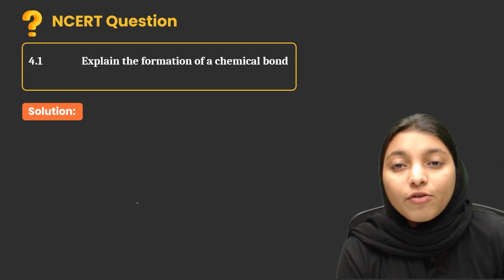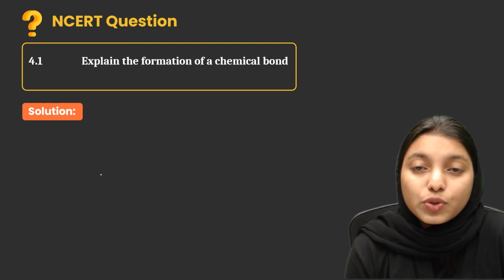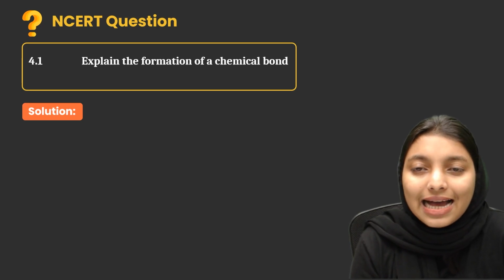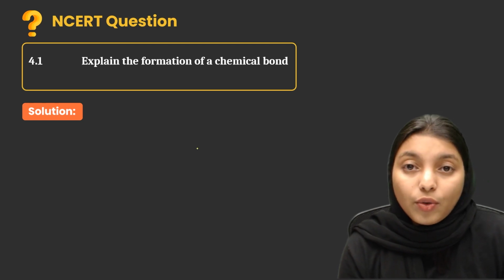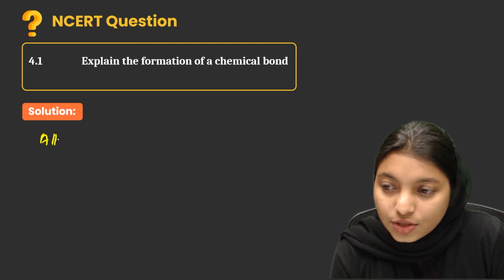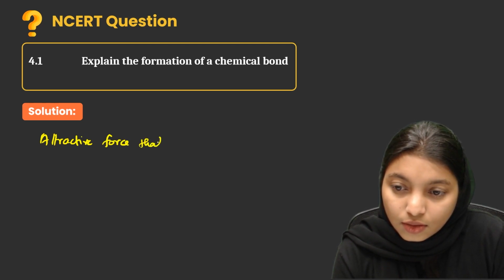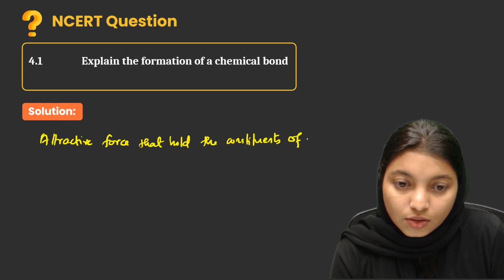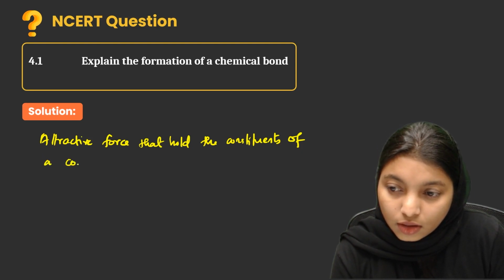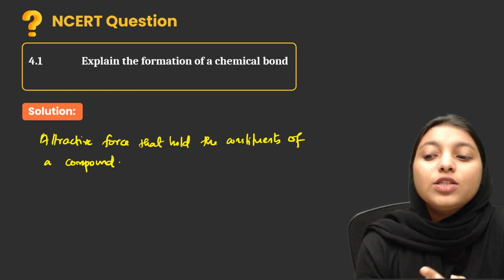Explain the formation of a chemical bond. For the formation of a chemical bond, we know that it is the attractive force. What is a chemical bond? We can simply say that it is the attractive force that holds the constituents of a compound together.